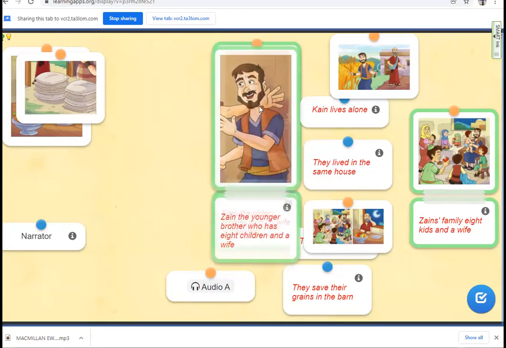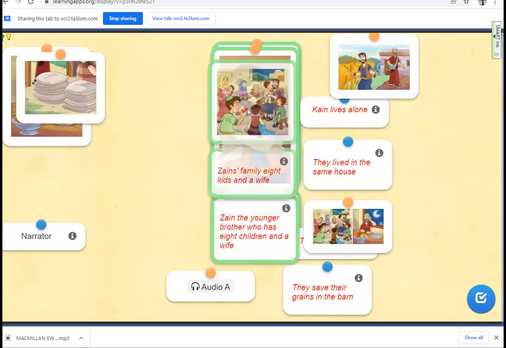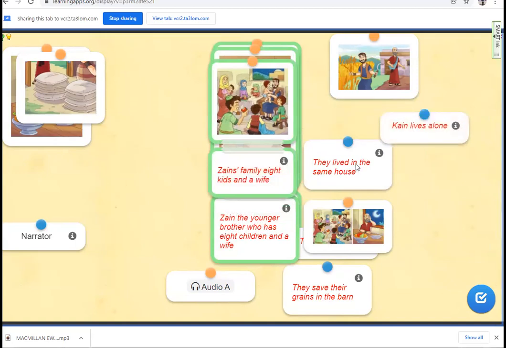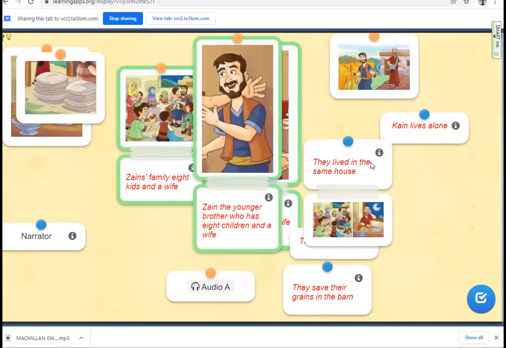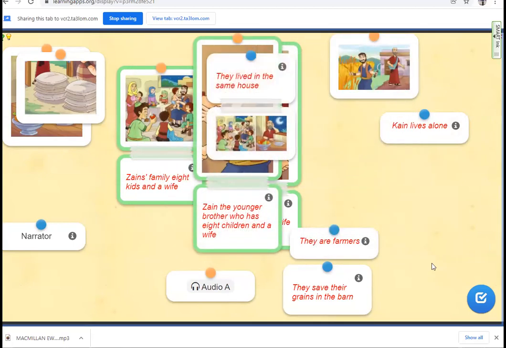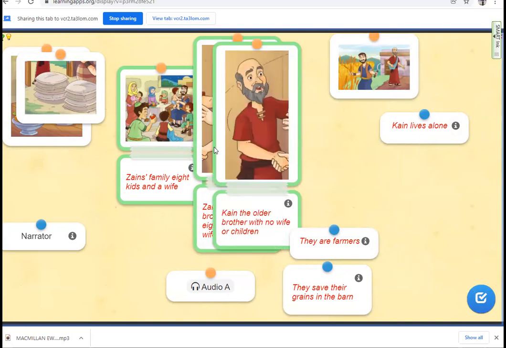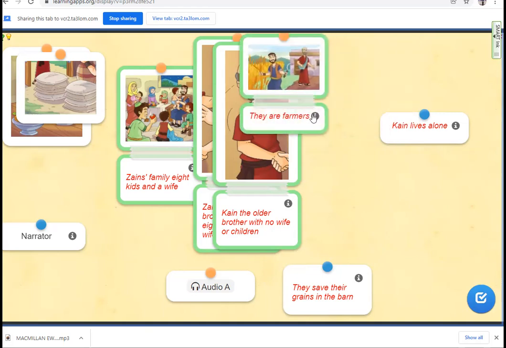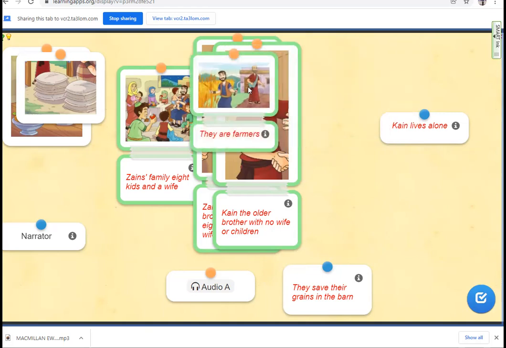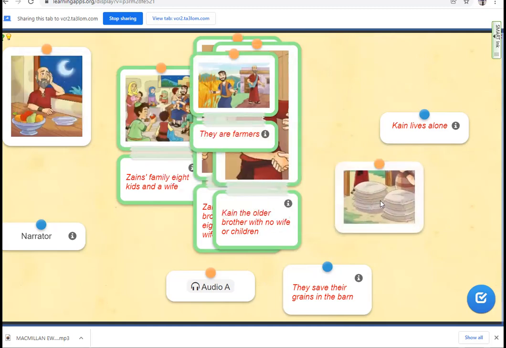Zain, the younger brother who has 8 children and a wife. Okay, we'll put this here. I told you that they live in the same house, but everyone, of course, lives with his family. They are farmers, as I told you before. They work in the wheat field.